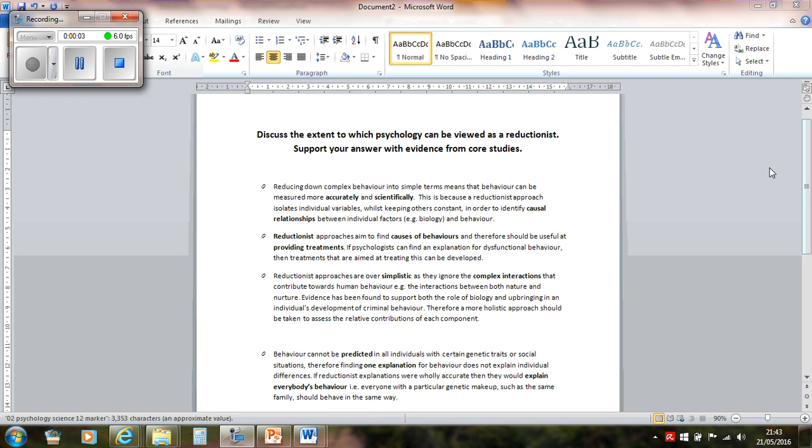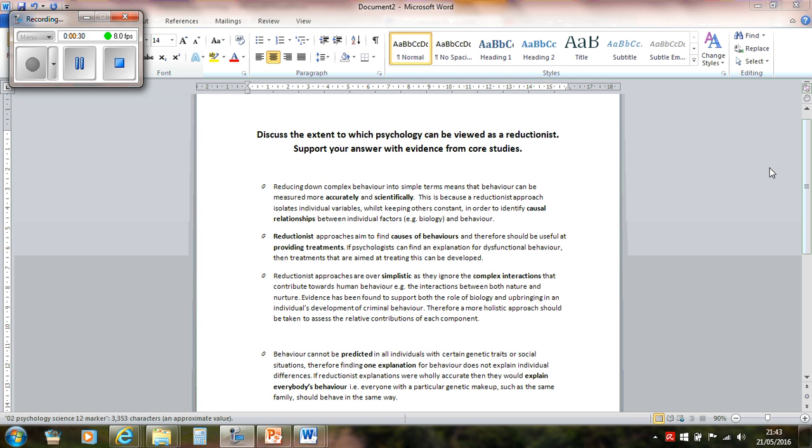So I've just done the psychology and science 12 marker. I'm going to have a go at doing the one for reductionism though. It very much depends on how they word the question. If they word the question like, discuss the extent to which psychology can be viewed as reductionist, it's very similar to the psychology and science 12 that we've just done. But it might say something as simple as what are the strengths and weaknesses of viewing behaviour as being reductionist. So you're using the same points, but you've just got to link it back to that.